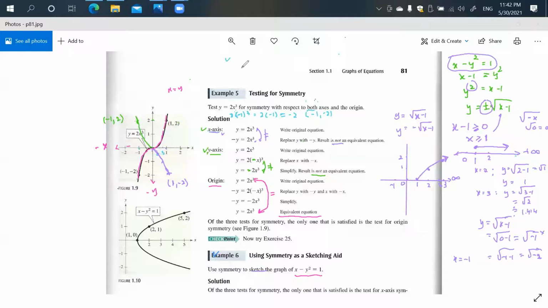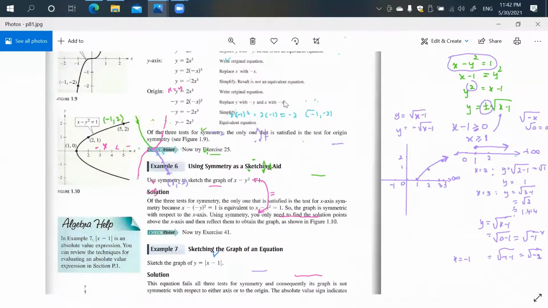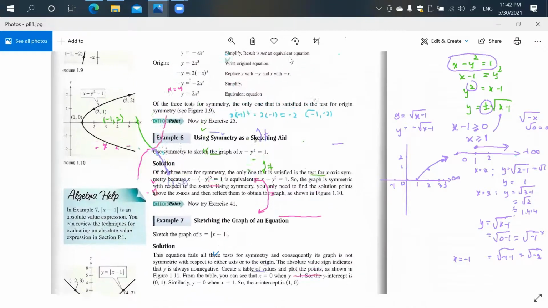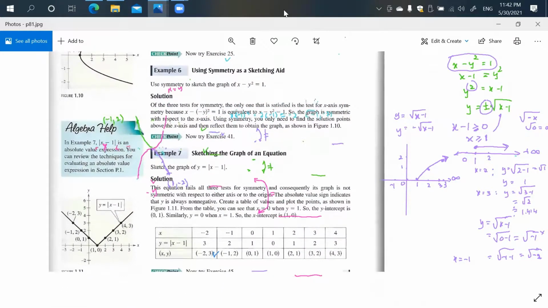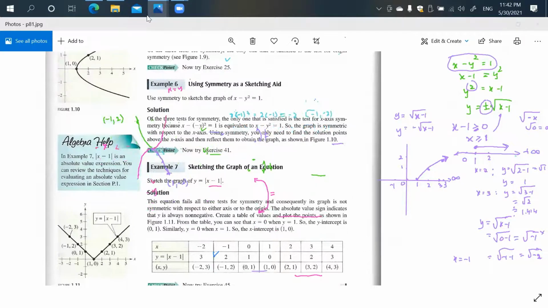Otherwise, see this, they show you the table, but I think the table takes too long to do. Okay, now I move up a little bit here. See this question, how they work for you, right? You see down here, so maybe I erase here.